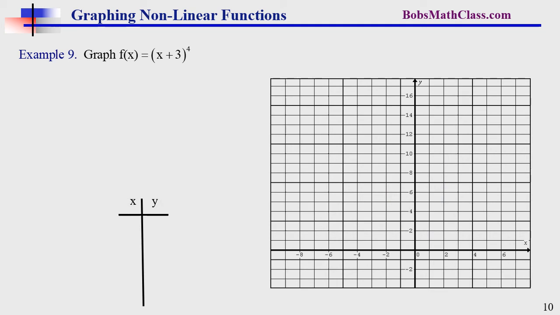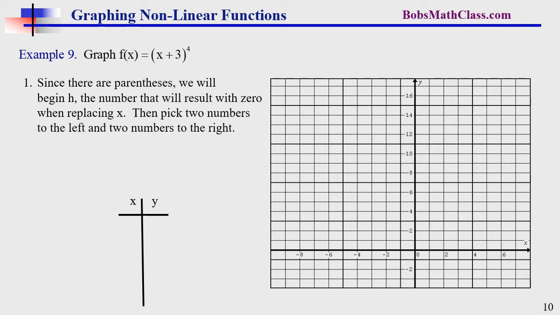This one is also to the fourth power. There are parentheses. So what number are we going to start with? The number that'll make it 0 inside the parentheses. Yeah, that's it, -3. So -3 plus 3 would be 0. What's next? 2 to the left, 2 to the right. So -4 and -5, -2, -1. All right, use your calculator to get those results.